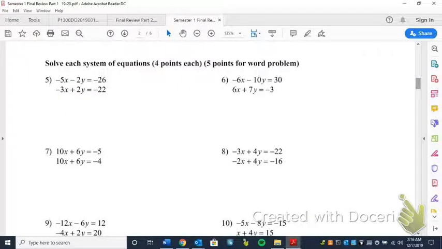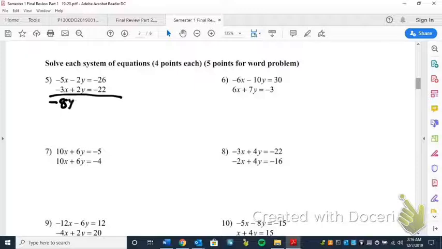Okay, systems of equations. What we'd want to do is figure out whether it's addition, subtraction, elimination, or whether the best way to go about it is substitution. So for number 5, I see that 2y and that negative 2y, so I'm going to add them together.